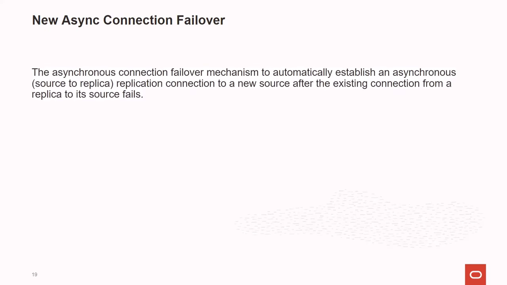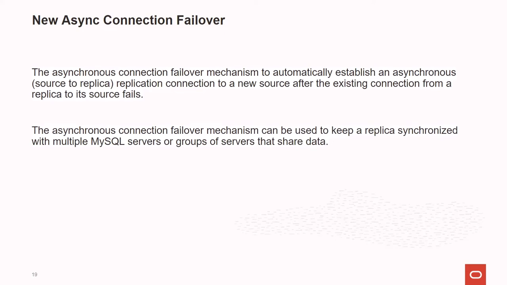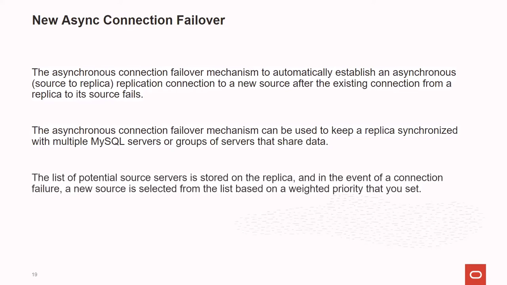Also, new async connection failover. You're running replication between, let's say, several sources to one or more replicas, and this will automatically establish an asynchronous replication connection to a new source after an existing source fails. Now, this failover mechanism keeps everything synchronized, so you can have multiple servers all sharing the same data. The list of potential sources is stored in the replica, not the master or the primary or the source. And in the case that something goes bad, the new source is selected from a list where you can give a weighted priority. So the replica gets the data that it needs. This also supports group replication, by the way.